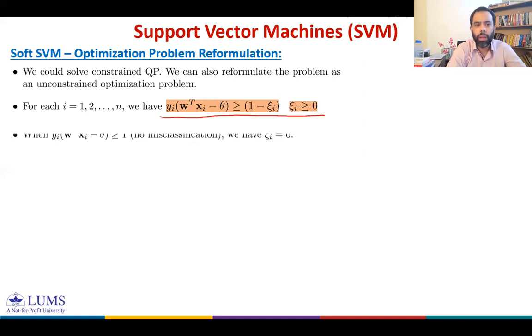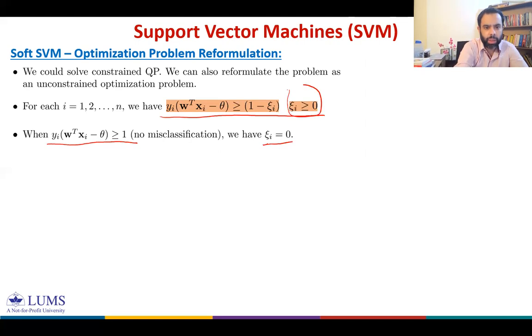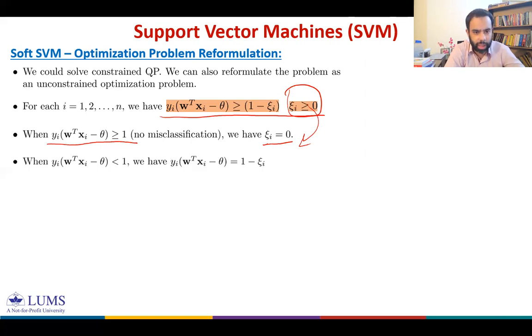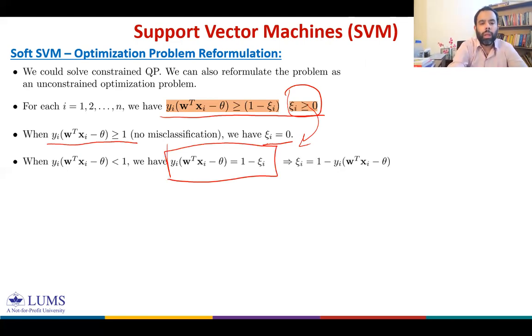What we note here, when the point is on the correct side, no misclassification. So this is ensuring that psi is equal to 0. But when we have misclassification, how much is the misclassification? That is quantified by psi i. So yi (w transpose xi minus theta) is 1 minus psi i, or consequently, the distance from the correct boundary is psi i.